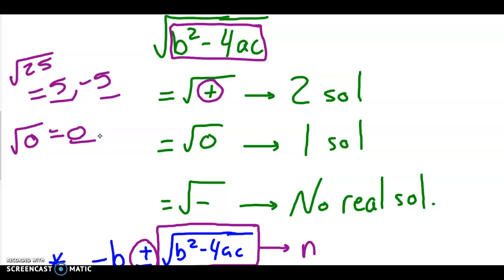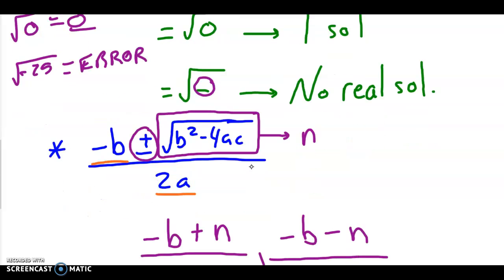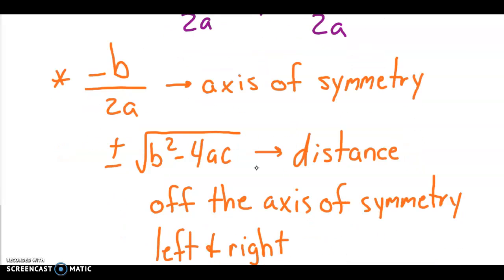And then the reason that we have no real solutions when we get a negative is because we cannot take the square root of a negative number. If you were to type in the square root of negative 25 in your calculator, it would say error. That's going to be imaginary numbers that you're going to deal with in Algebra 2. Okay, so that's where the discriminant comes in with those couple of questions.